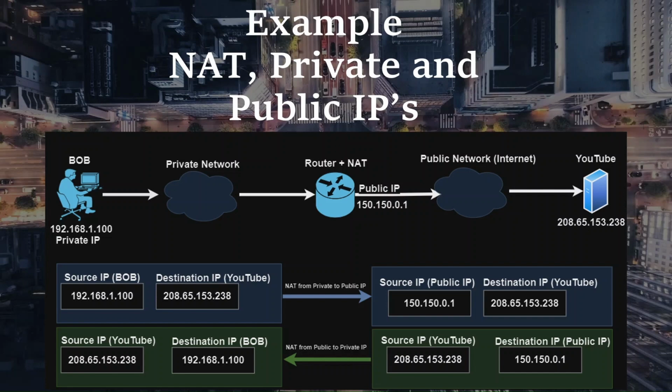Secondly, let's go through the two green boxes here. When YouTube has received the traffic from Bob's public IP address, it will then send data back to this IP address. When this traffic reaches your private network router again, it will then translate the public IP address to the private IP address by using NAT. And that is the simple overview of how NAT switches between the public and the private IP address when it goes between the two types of networks.